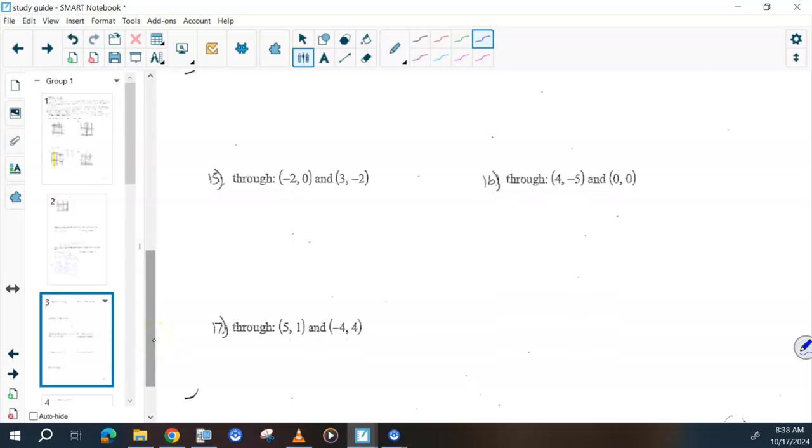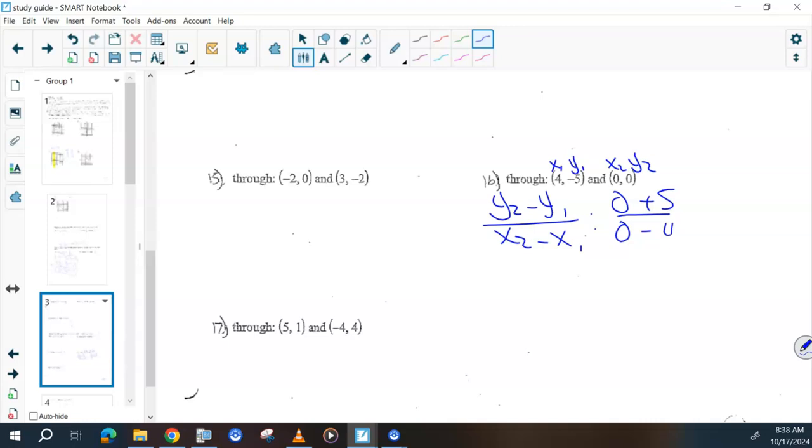So in all of 13 through 17, you have 2 points instead of a point and slope, so you have to find your slope first by doing y2 minus y1 over x2 minus x1. So that would be 0 minus -5, or plus 5, over 0 minus 4. What would that slope be? -5/4. Or positive 5 over -4, but the whole thing is -5/4.